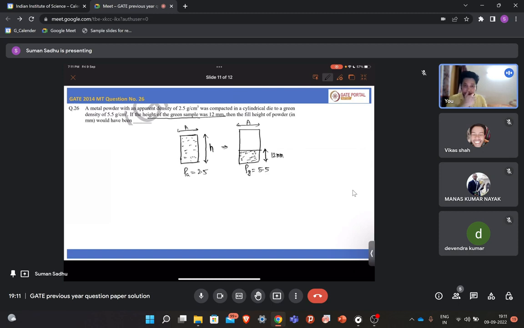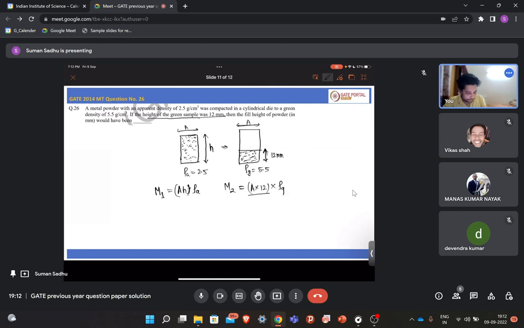So then what will be the volume of this powder sample? Volume will be A into h, area into h. And what will be the mass? Volume into rho, right? Into rho A. So this will be the mass, M1, let's say. In this case, what will be the mass? Let's say M2. Mass is area into height, which is 12, so this is your volume. Volume into density is your mass, right?